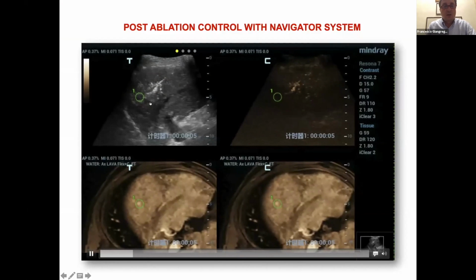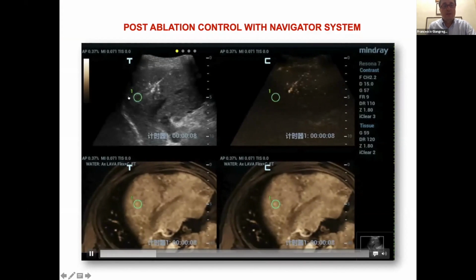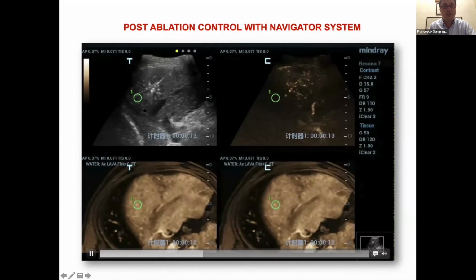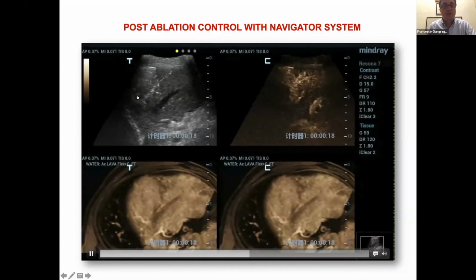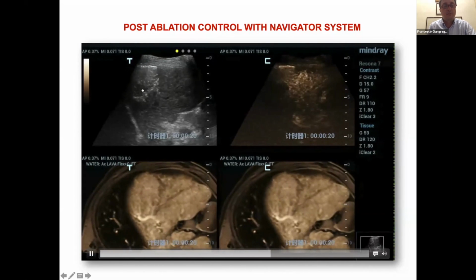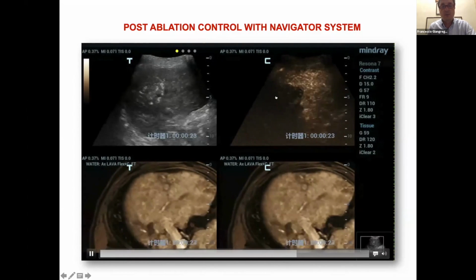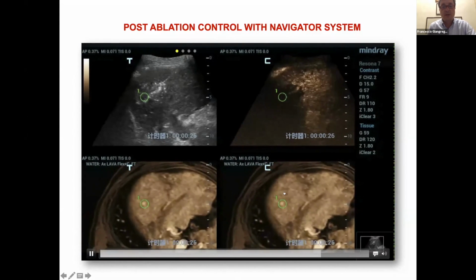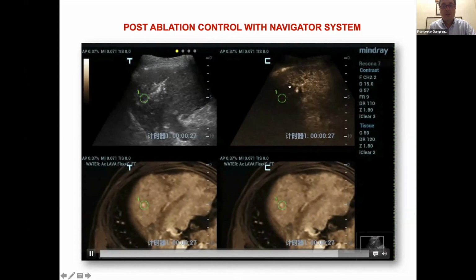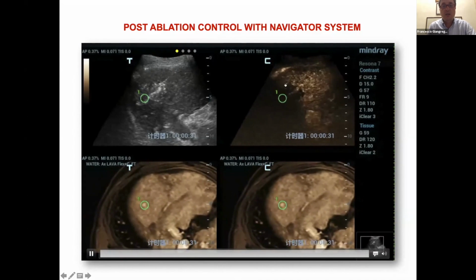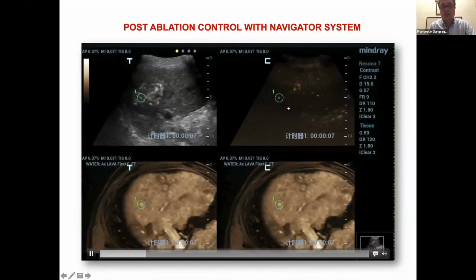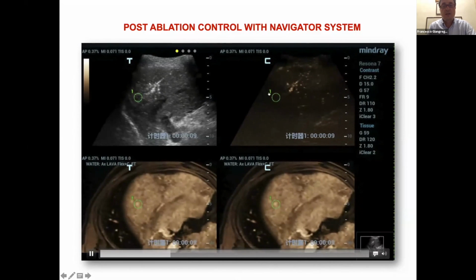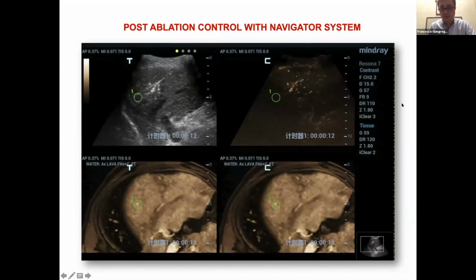So how can I use this system to understand if the safety margin is really reached? This is the nodule that you have seen before. This is the control with the contrast enhanced US in comparison to MRI, and you can see that here you have obtained a really good result. So you can say that this nodule was efficiently treated.